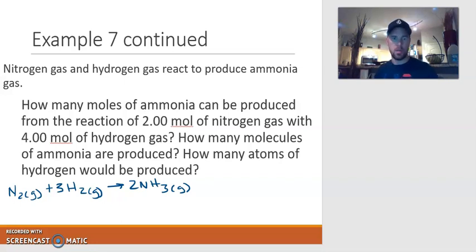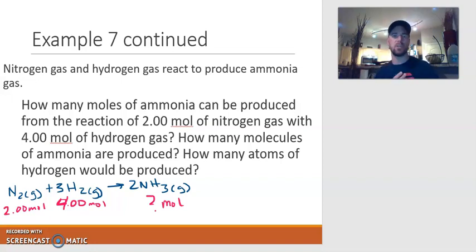Okay, so in this problem, now it's saying how many moles of ammonia can be produced, so my little question mark under there, if you are reacting 2 moles of nitrogen gas, so I'll write 2 moles here, with 4 moles of hydrogen gas. There we go. So in this example, now you actually have a specific amount of both, right? You don't have excess. You have a defined amount of both reactants, and you need to figure out how much product can be produced.